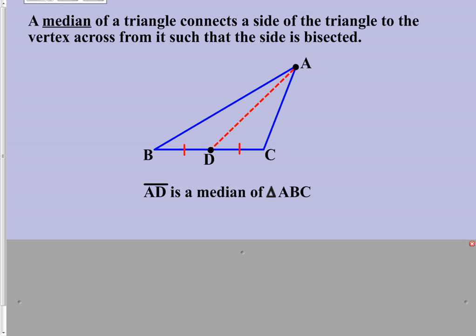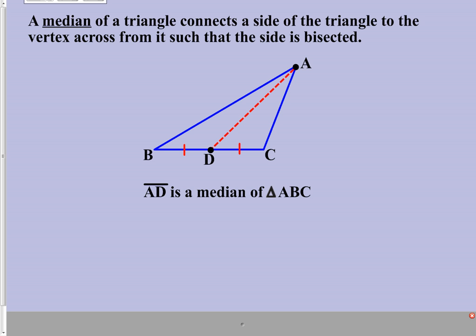Now, once again, keep in mind the triangle can be twisted and turned and rotated and all kinds of stuff. A median does not necessarily come from the top vertex, like vertex A in this case, down to the side that happens to be on the bottom. A median can be going anywhere as long as it fits the definition, connects a point to the side that's across from it, such that the side is bisected.